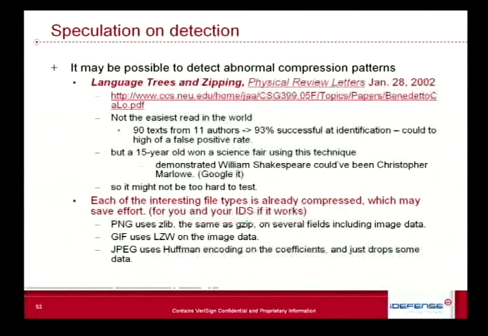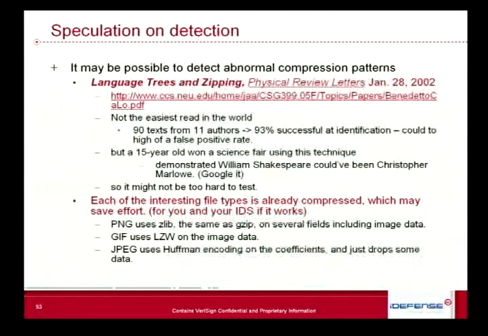They got a 93% success rate, and I think 93% for an IDS is probably a bit low. But it should be really easy to do. A 15-year-old won a science fair using this technique. He basically demonstrated that William Shakespeare could have been Christopher Marlowe by using this technique, and if you don't know who either of those people are, you should Google. It's good to get culture.